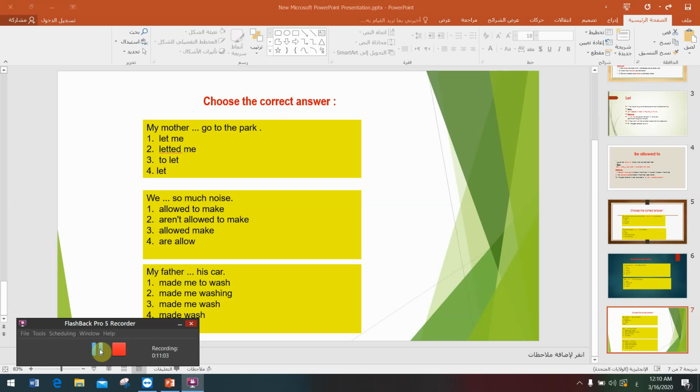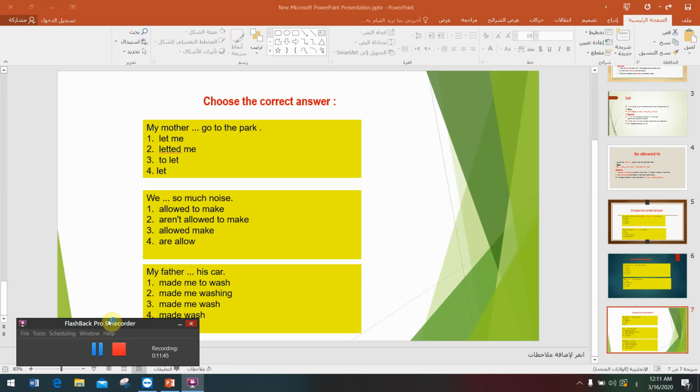Now let's move to the next one. We so much noise. The choices are allowed to make, aren't allowed to make, allowed make, or are allow. We can't say allowed to make because we don't have the auxiliary verb be: is, are, am, was, or were. We can't say allowed make because we need to before the verb. We can't say are allow because we need to. So the correct answer is number 2, aren't allowed to make, because we have are, which is be, plus allowed plus to plus the verb.